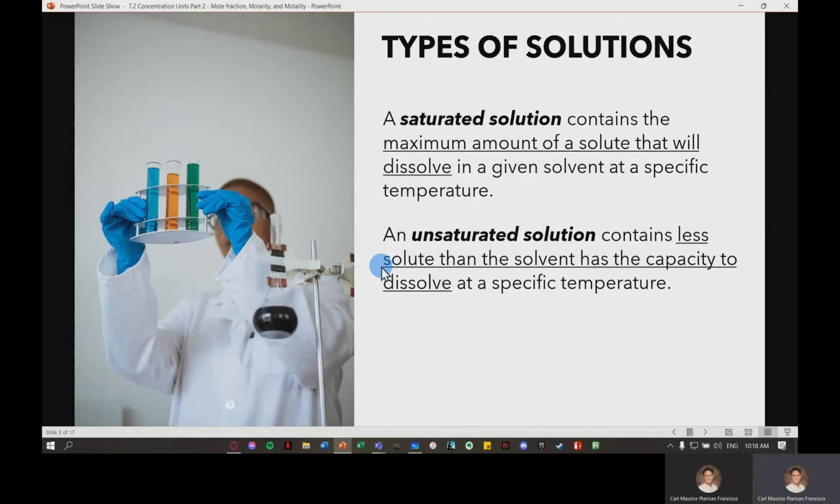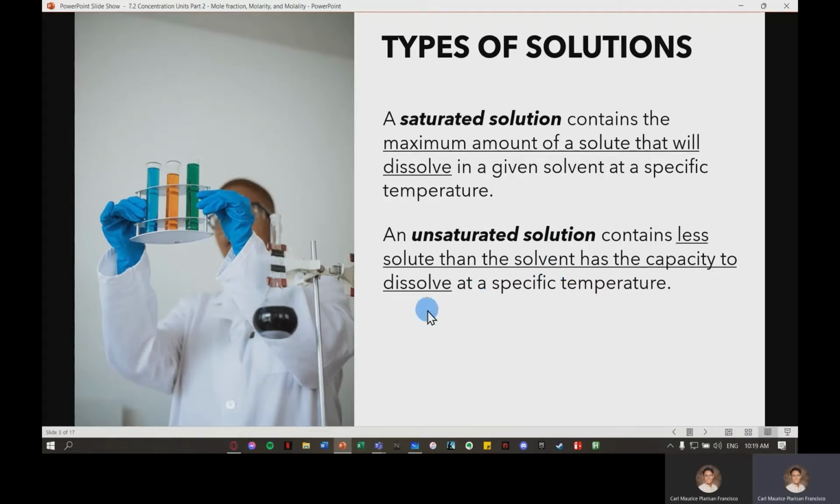Now, what about an unsaturated solution? Unsaturated solution contains less solute than that of the solvent or has the capacity to dissolve. Now, take note of the phrases less solute than the solvent has the capacity to dissolve. So, malalaman po natin na unsaturated ang isang solusyon kung hindi nakuha o hindi naabot ang maximum na bilang ng solute na kayang i-dissolve ng isang solvent. Ayan po ang salitang o mga salitang less solute than the solvent has the capacity to dissolve.